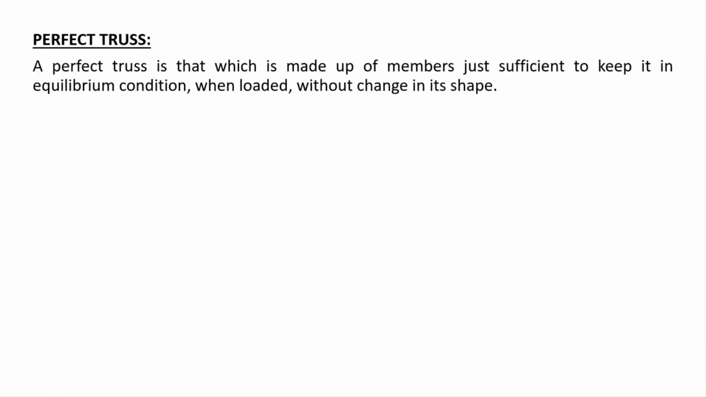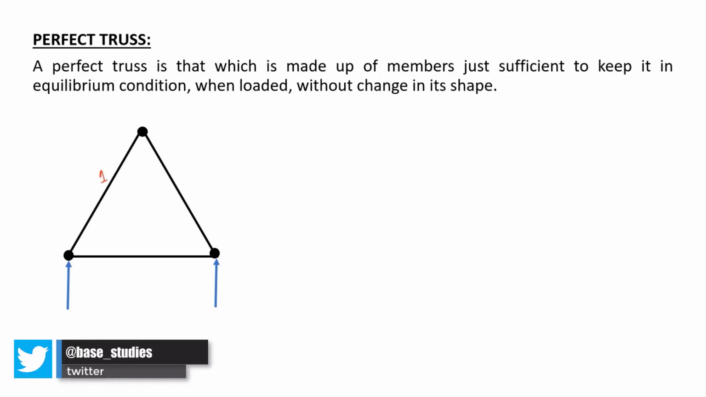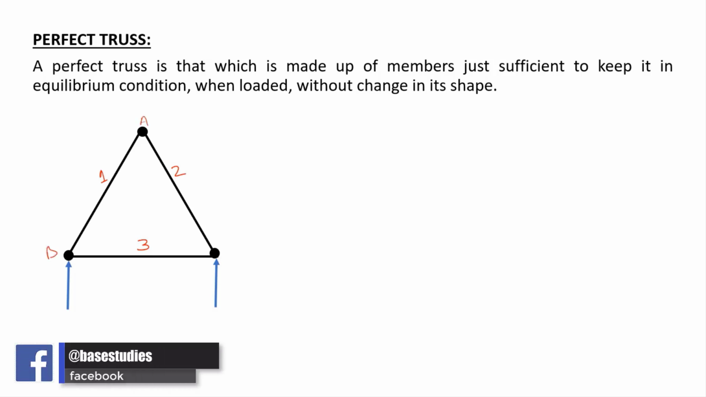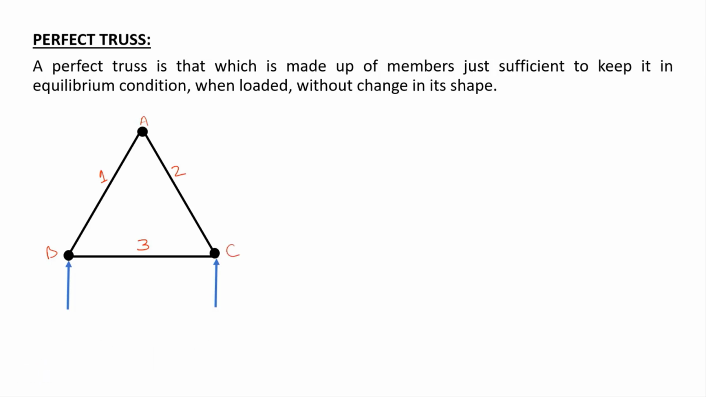The first one is the perfect truss. A perfect truss is one which is made up of members just sufficient to keep it in equilibrium when loaded, without change in its shape. This is a very simple perfect truss which has three members, namely 1, 2 and 3, and these members are pin jointed. There are three members which are riveted or pin jointed at the joints A, B and C respectively, and these are the reaction forces R1 and R2. So this is a very simple perfect truss.